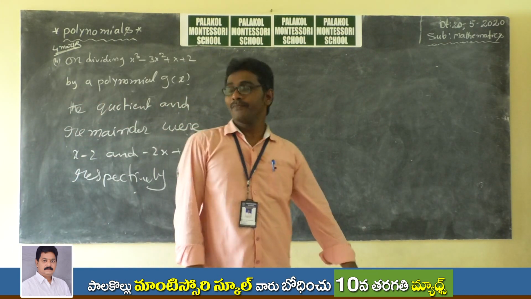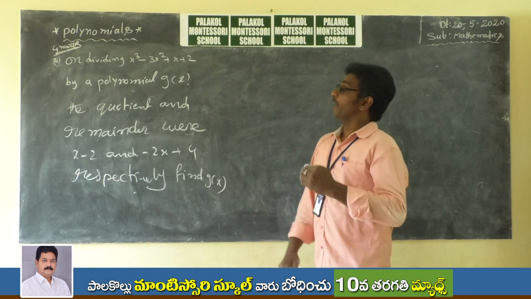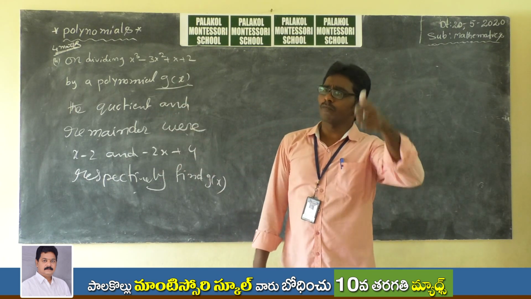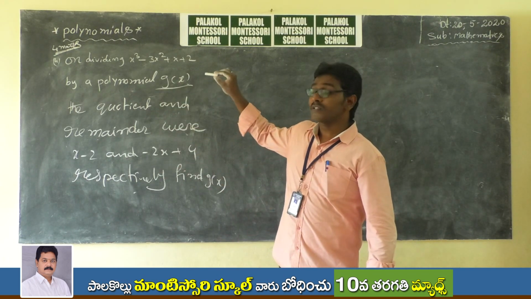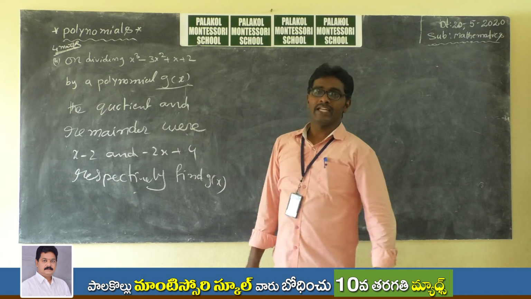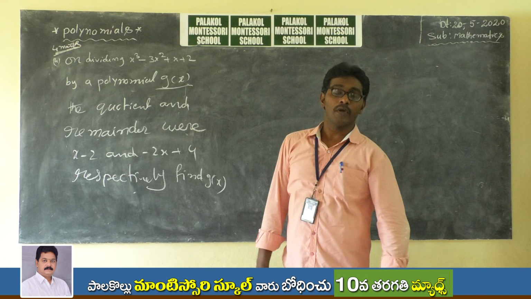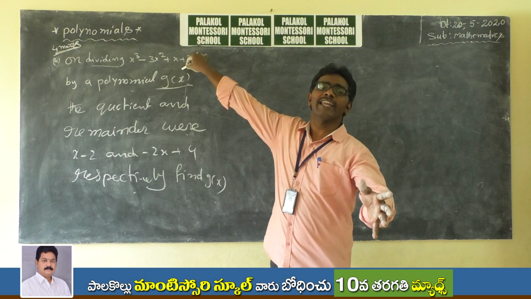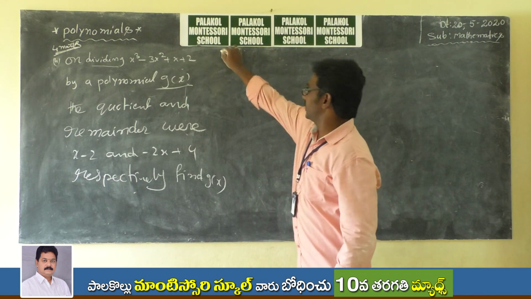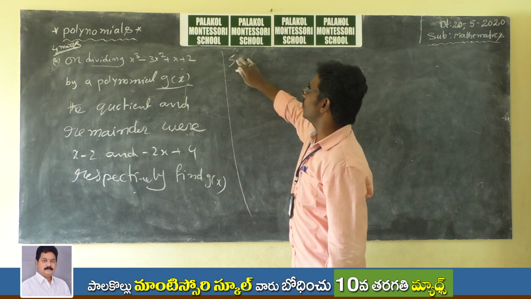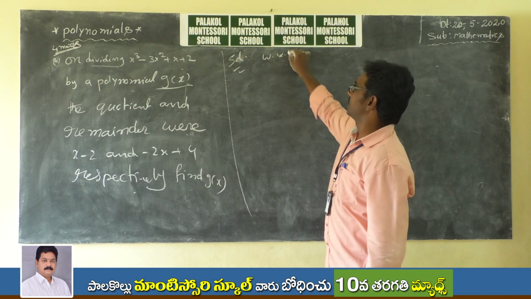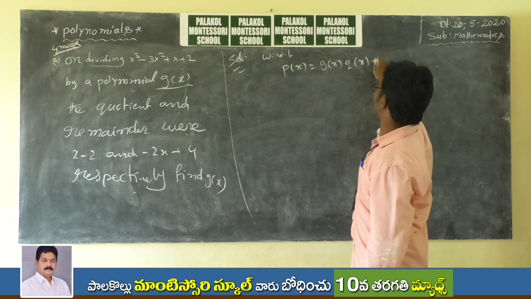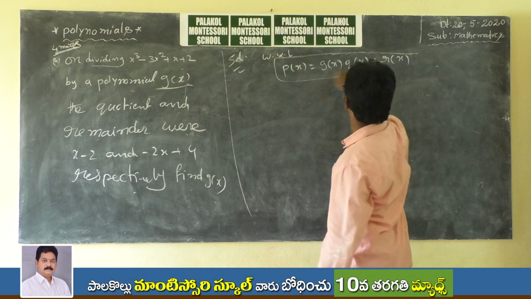Guys, to solve this sum, on dividing x cube minus 3x square plus x plus 2 by g of x, immediately think about which subtopic in polynomials this sum belongs to. It is the last subtopic. How do you know? Dividing is used in this sum, so immediately think of the division algorithm. What do you know about the division algorithm? Solution: p of x is equal to g of x into q of x plus r of x. This one is the division algorithm.